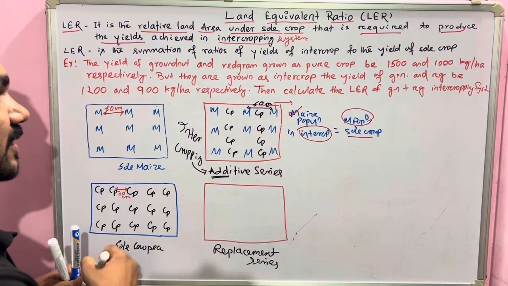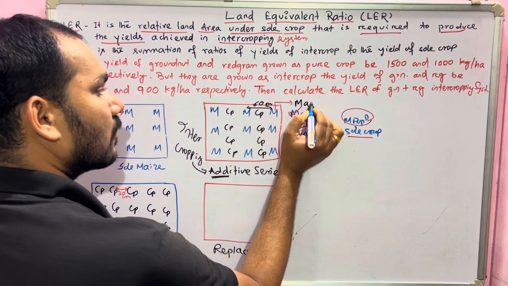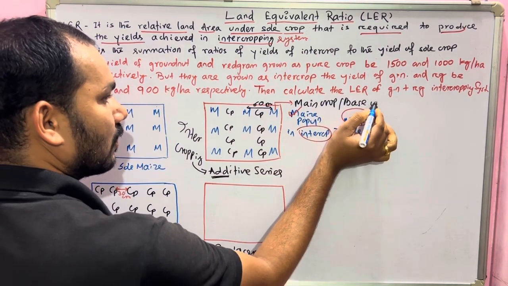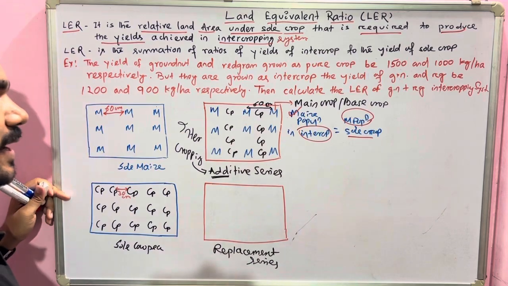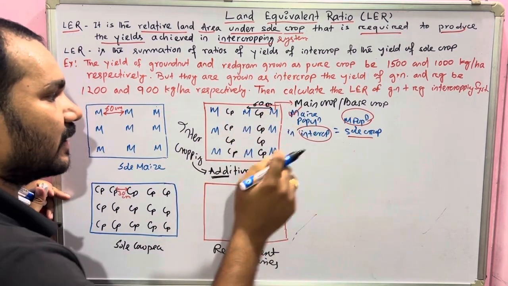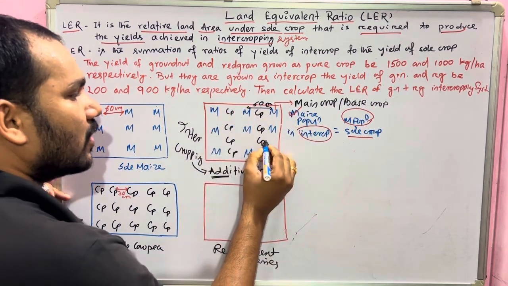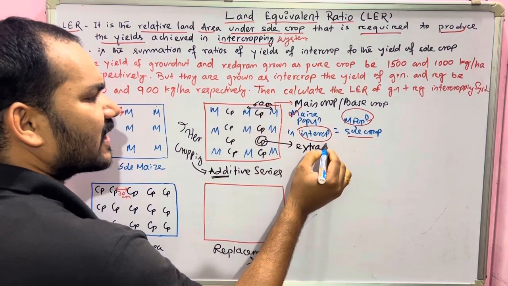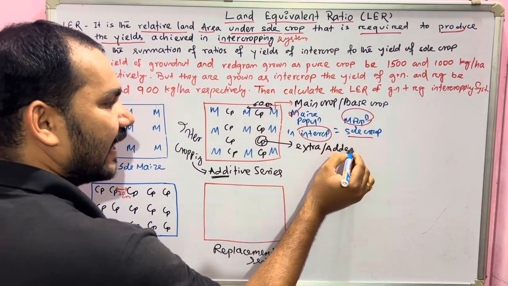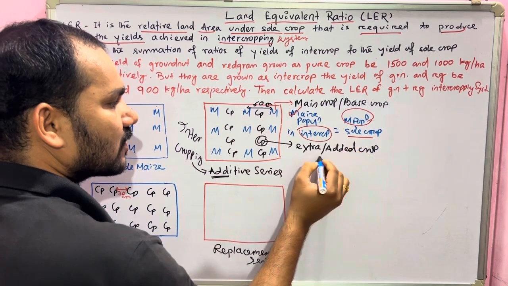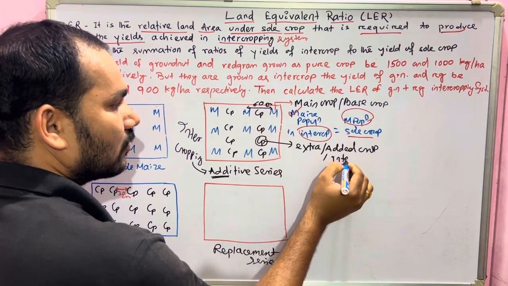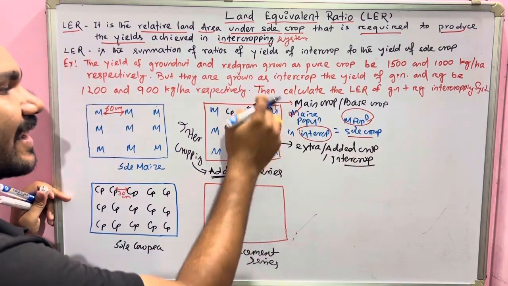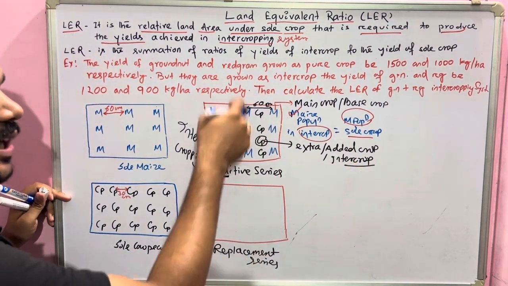the main crop or base crop. And you are adding another crop, which crop? Cowpea crop. So here cowpea crop is an extra crop, yes or no? It is an extra crop, or added crop, which is called the intercrop, because you are adding extra cowpea crop in between the rows of the maize.